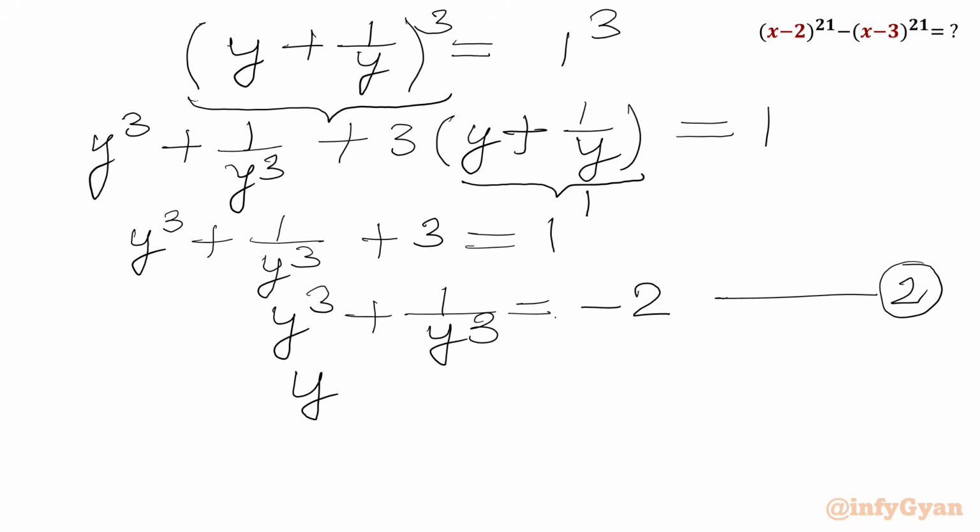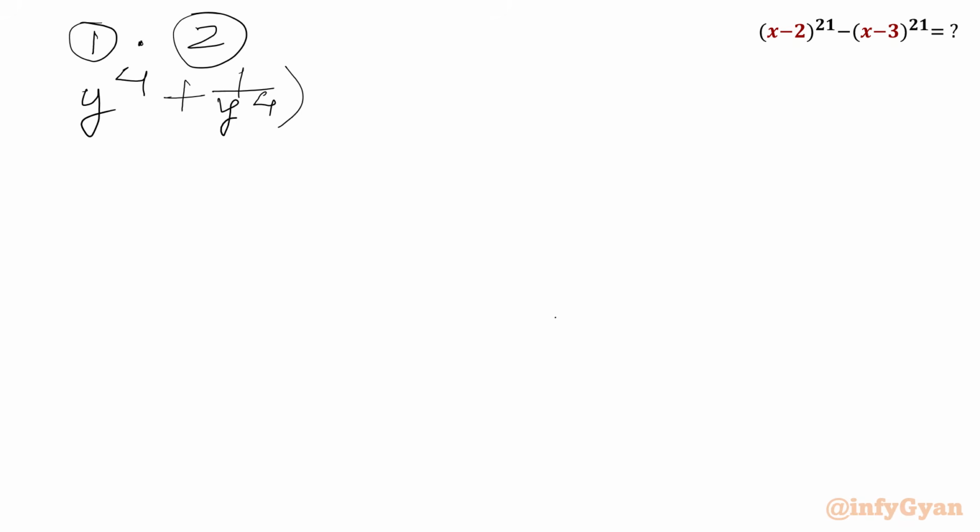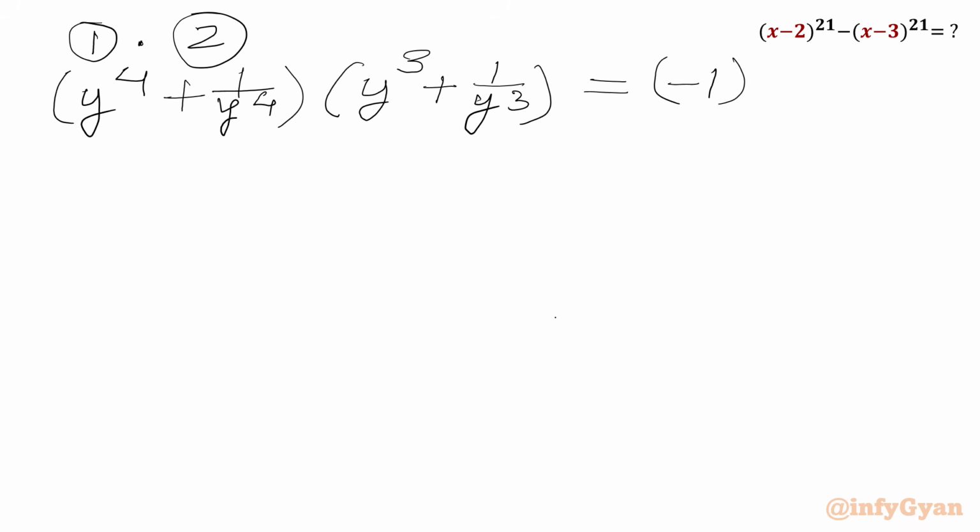Now we'll write our equation number 1, y power 4 plus 1 over y power 4, which is equal to minus 1. Now we will multiply both the equations. So we can write, 1 times 2, y power 4 plus 1 over y power 4 times y cube plus 1 over y cube will be equal to minus 1 times minus 2.